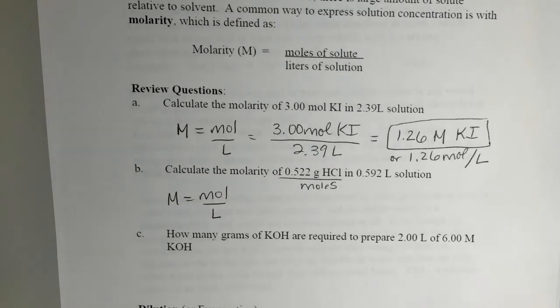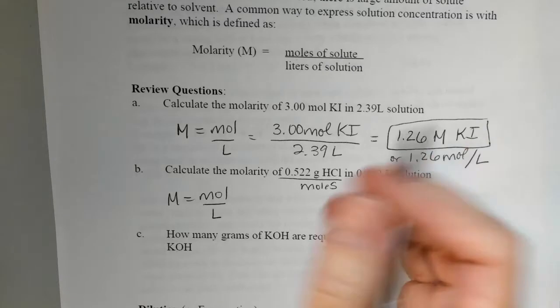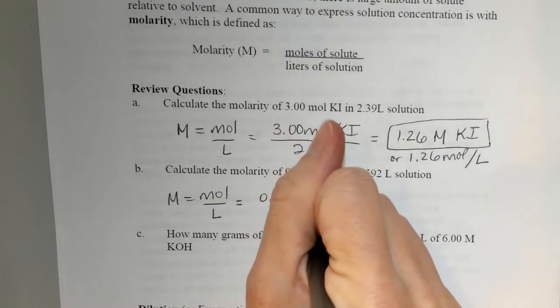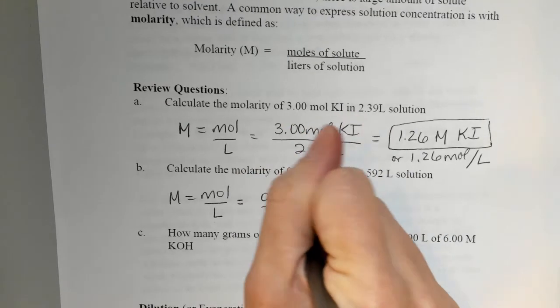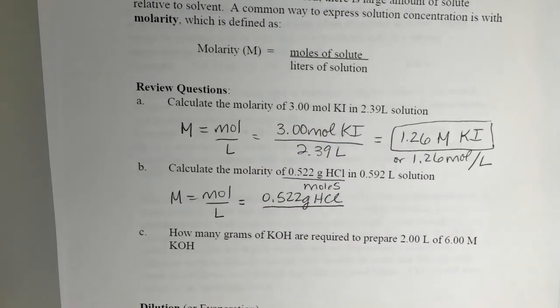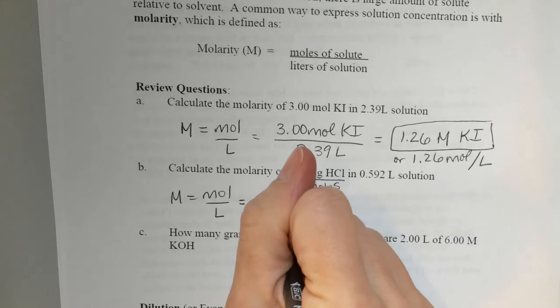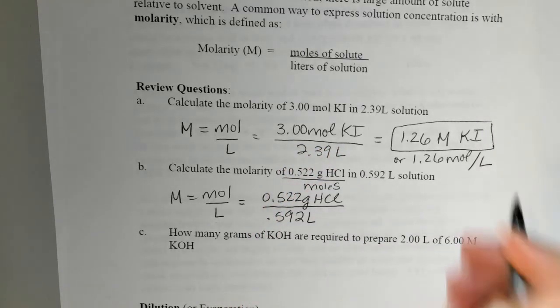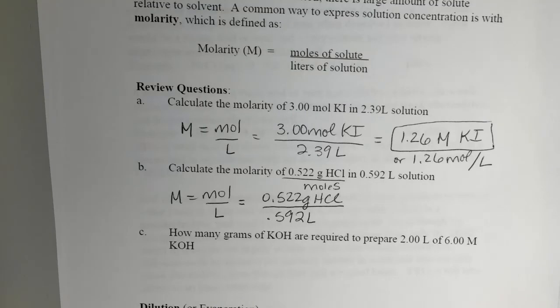Some students like to go ahead and convert grams to moles first and then plug that into the formula, then take your volume into your denominator and then get your molarity. I try to do everything in just one step if I can, or simplify it as much as I can. So whatever quantity of the solute I'm given, I put that in the numerator, so 0.522 grams of HCl. And then my volume of the solution, 0.592 liters, I put in the denominator. And then I check my units.